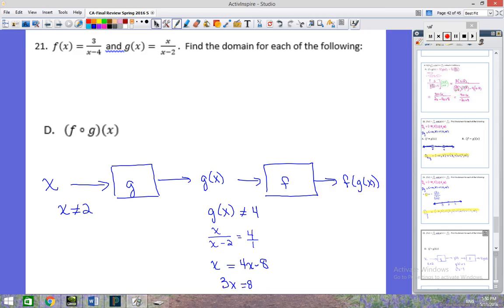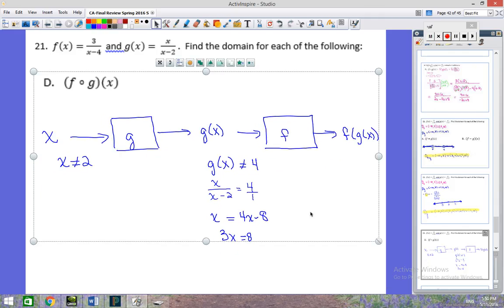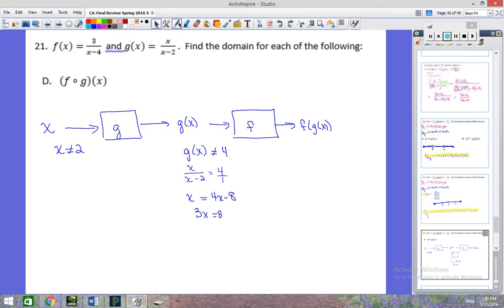Boy, I'm running out of room, so let's move everything up. Divide both sides by 3. If x is allowed to be 8/3, then when you input it into g, the output of g will be 4. Well, if you put 4 into f, it causes division by 0. So to avoid the division by 0, we have to avoid letting x be 8 over 3 in my domain. So those are the only two values that we have to throw out.